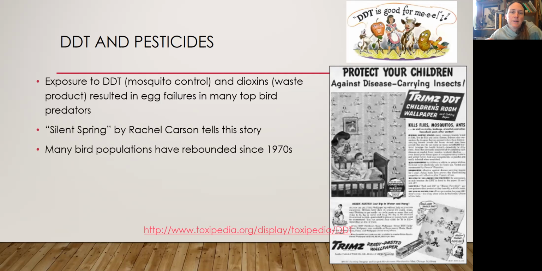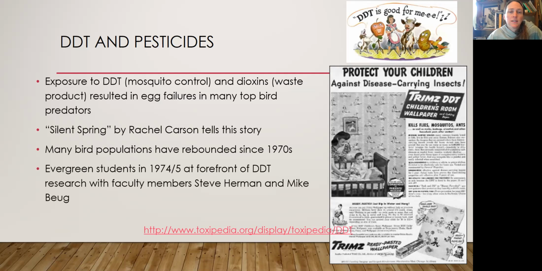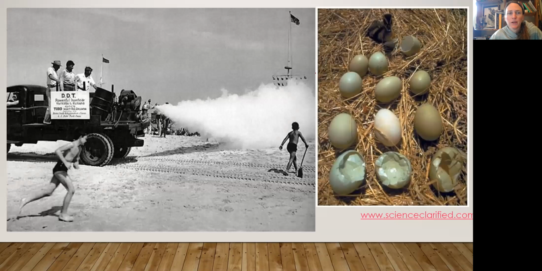And in fact, the beautiful thing is that many bird populations have actually rebounded from these very low populations since the 1970s. And Evergreen students in 1974 and 1975 were at the forefront of DDT research with faculty members Steve Herman and Mike Bugh. So there's a long history too with Evergreen.